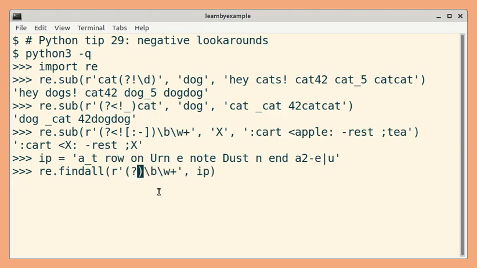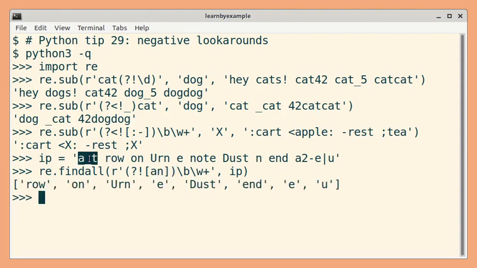So here I am going to use look ahead and I am going to say don't match A or N. So this will match whole words, and this particular assertion tells that the first character in this pattern should not be A or N. So you can see this particular word is not matched and these two words are also not matched.